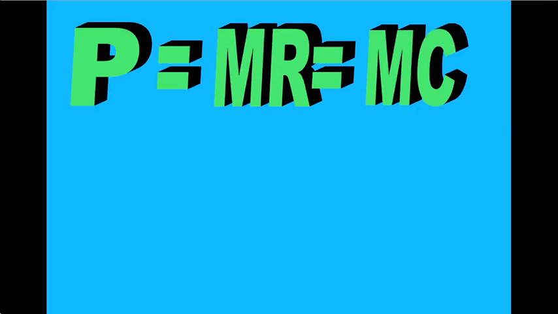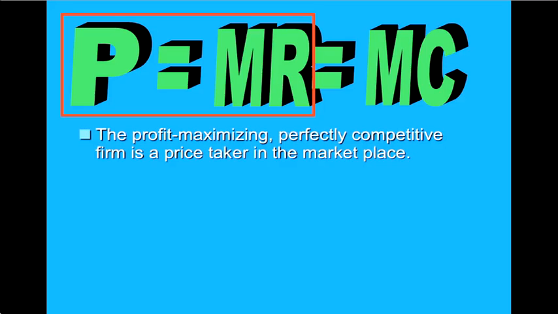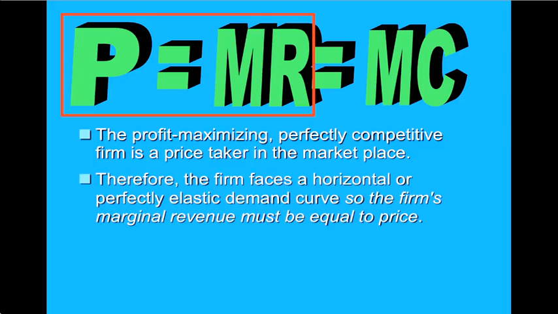Of course, showing that price equals marginal revenue is a piece of cake. In fact, we already did it in our earlier discussion in which we observed that the profit-maximizing, perfectly competitive firm is a price taker in the marketplace. Therefore, the firm faces a horizontal or perfectly elastic demand curve, so the firm's marginal revenue must be equal to price.